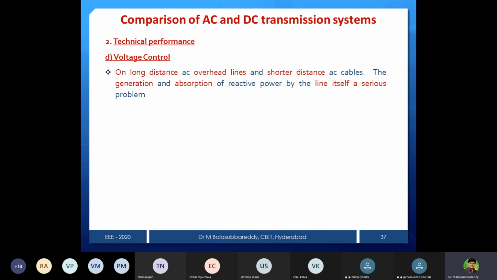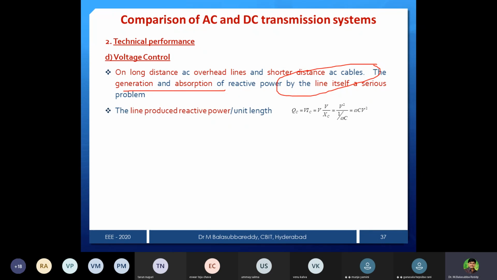And then voltage control. You can see that in long distance AC overhead lines and short distance AC cables, the generation and absorption of the reactive power by itself is a serious problem in AC. Whereas in case of DC, we don't require any reactive power compensation. But in AC there is reactive power compensation taking place. Reactive power absorption and generation, all these things are a serious problem. You have to use the compensation from time to time.